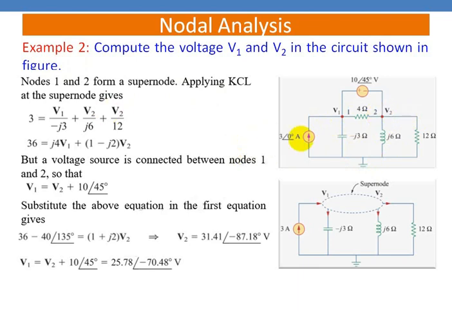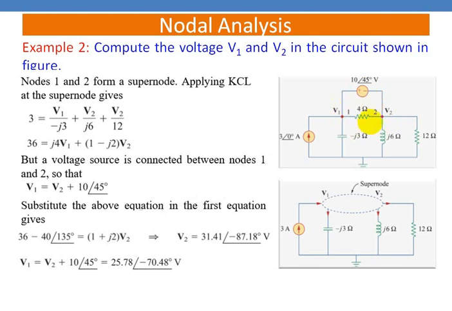Try to remember here that a voltage source is connected between two principal nodes. If a case of this type arises, then we have to form a super node involving these two nodes. Why are we involving these two nodes? Because the source is connected between these two nodes. Therefore, if you want to create a super node, we have to remove these two branches, and these two nodes should be combined and called a super node.